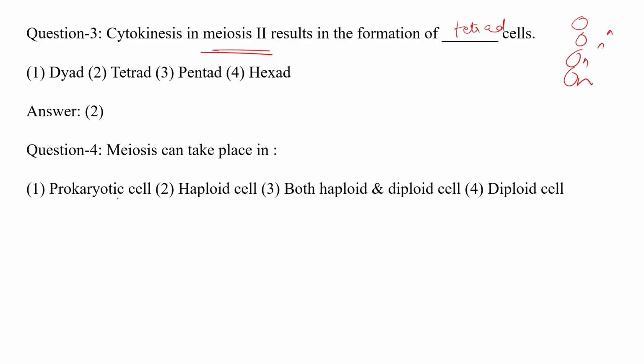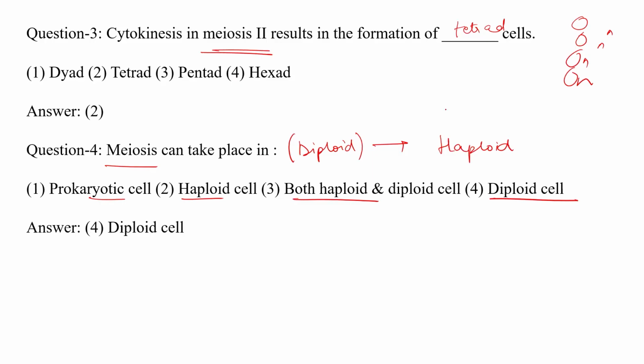Right? The next is, meiosis can take place in prokaryotic cells, haploid cells, both haploid and diploid, or in diploid cells. So we know that meiosis is a reductional division and it takes place in the diploid cell, where it leads to the conversion to haploid cells.